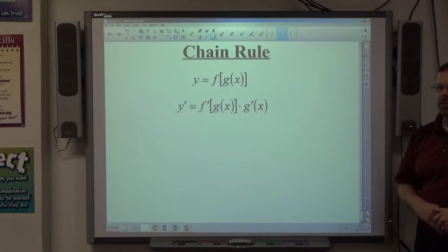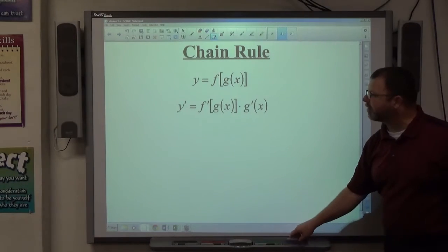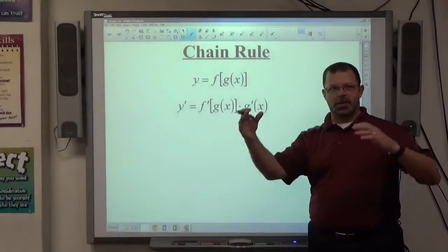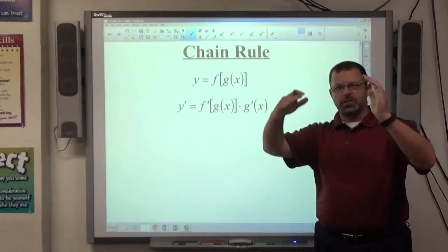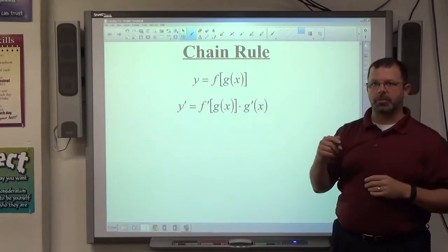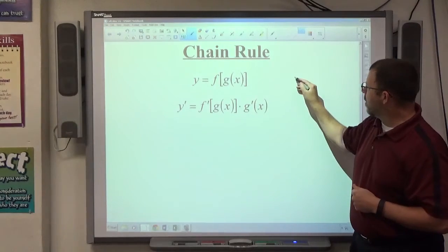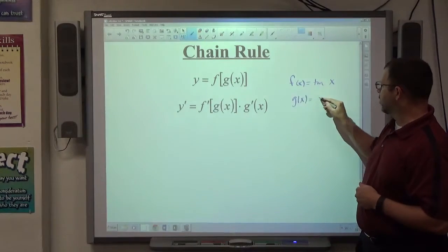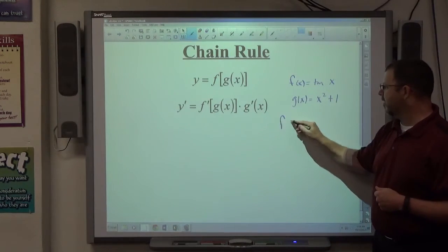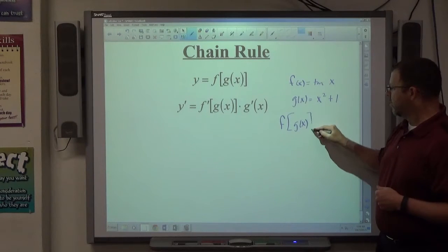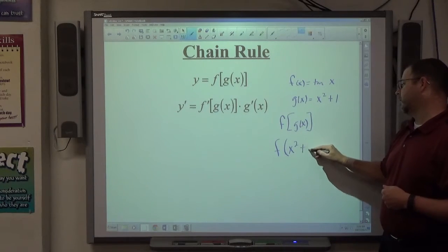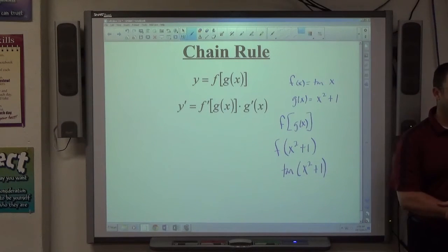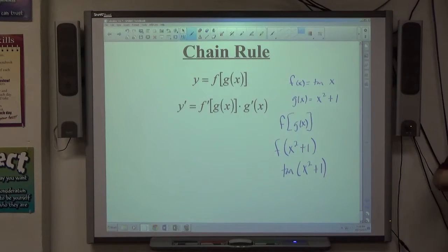We're going to start looking at the chain rule, and the chain rule is a way of differentiating a composite function. A composite function would be like tangent of some polynomial, or some polynomial raised to a power. Okay, so it's going to be a function of a function. For example, if f of x is tangent of x, and g of x is x squared plus 1, then f of g of x would be f of x squared plus 1, which would be tangent of x squared plus 1. Okay, that's what a composite function is.